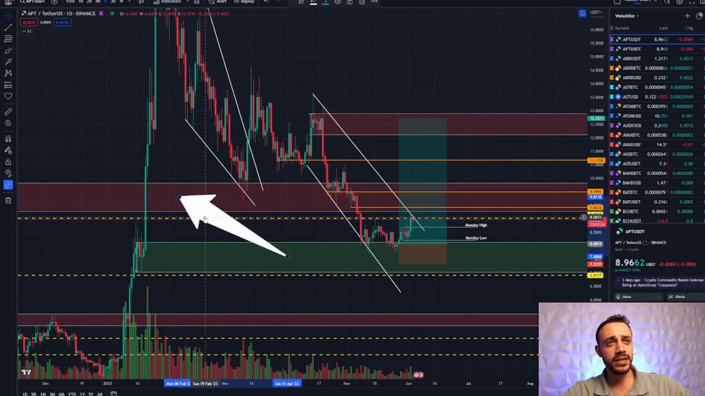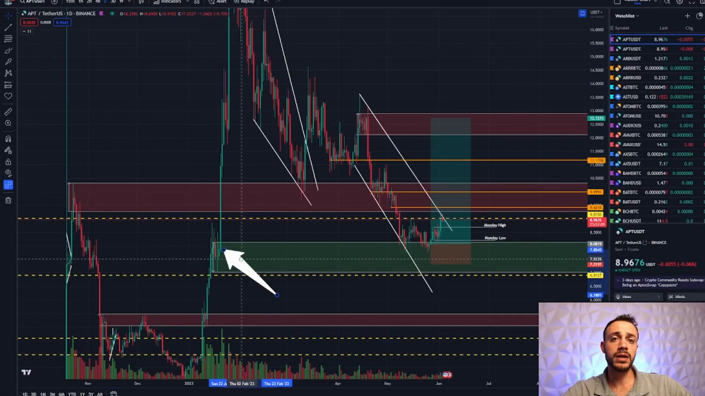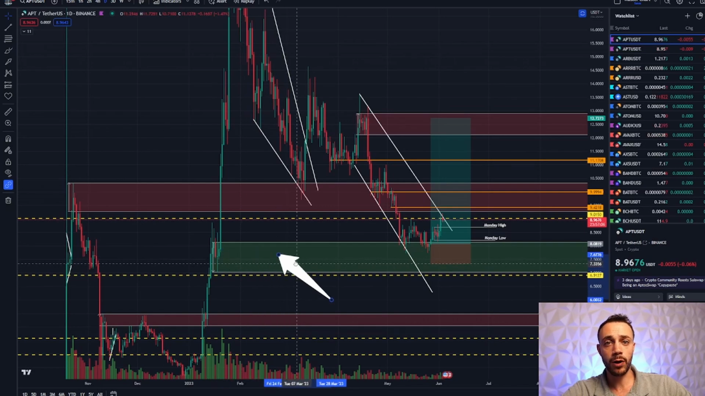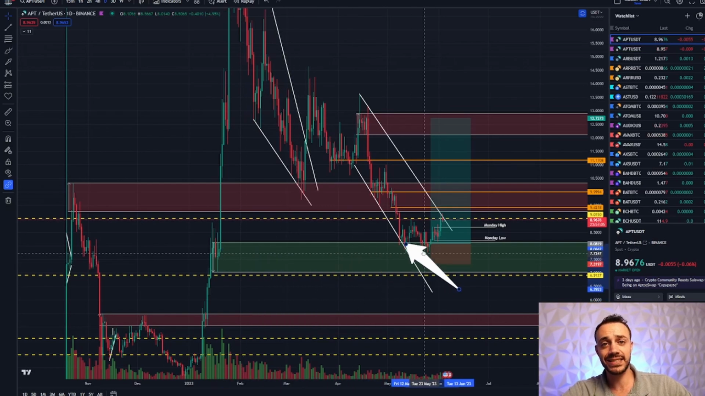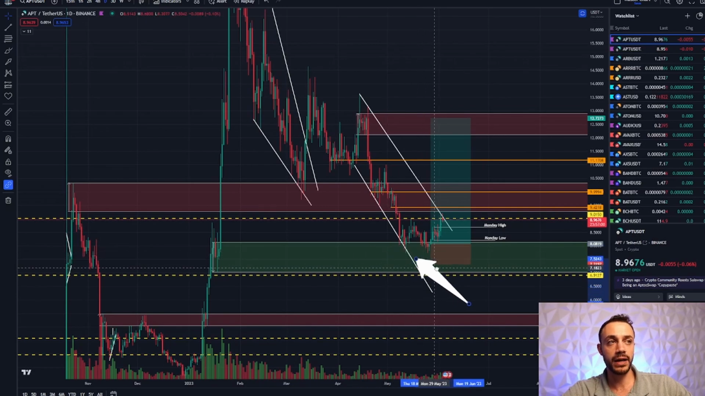So yeah, APT had a massive run up in January, so it formed this daily demand zone here. A daily demand zone is very powerful. That's a level of high significance on the chart. All right, we don't fade daily demand zones. We pay attention to those.